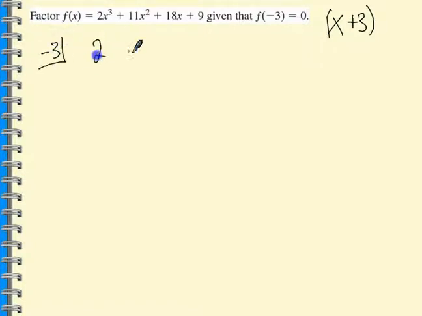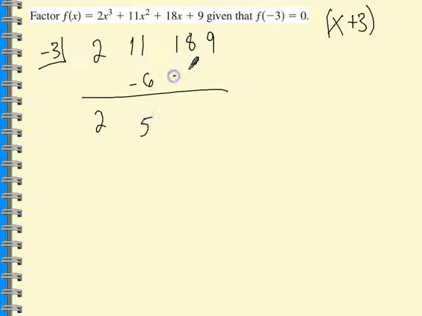Put negative 3 in our box and a 2, drop down the coefficients, 11, 18, 9, and then we drop down the 2, get a negative 6, get a 5, get a negative 15, 3, negative 9, 0. Now, keep in mind, if this is not 0, you did something wrong because we're told that the factor, we should get a 0. Okay, well then you ask, why did we do all this? We already know it's going to be 0. Well, yes, that's true, but this is what we're looking for.